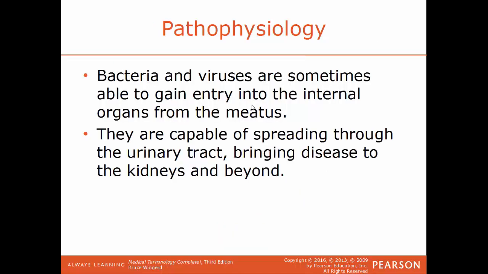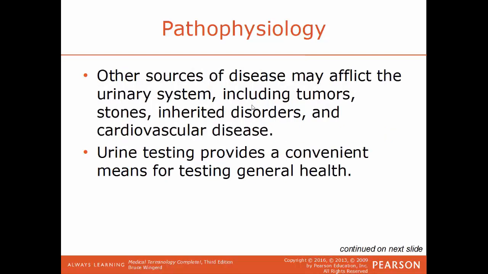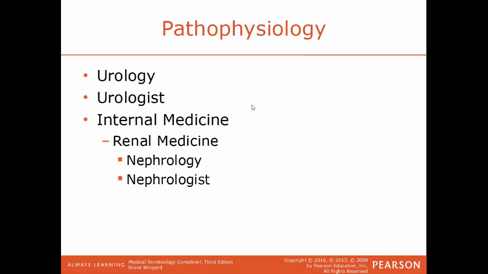Right, now we'll talk about some pathophysiology of the system. Now, sometimes bacteria and viruses are able to gain entry into the internal organs from the meatus, through the opening in the urethra. Now, they're capable of spreading through the urinary tract, bringing disease to the kidneys and then even beyond the kidneys. Now, other sources of disease may afflict the urinary system, including tumors or stones or inherited disorders or cardiovascular disease. So the testing of a person's urine is a good, convenient way to test someone's overall general health.